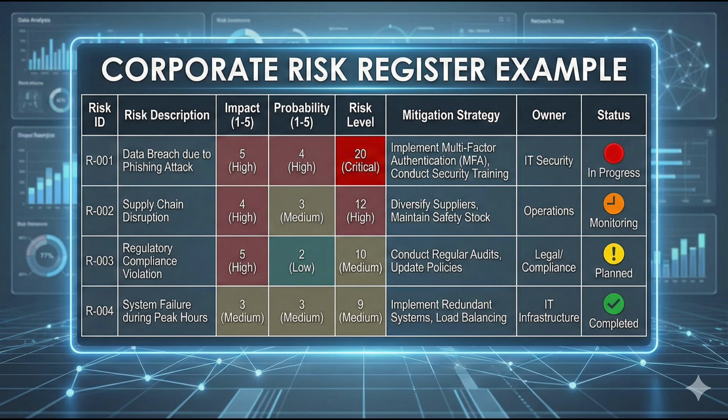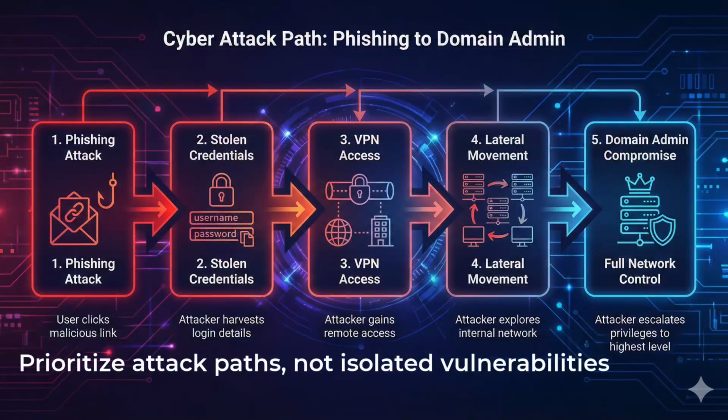Treatment options are classic engineering trade-offs. Mitigate with controls, transfer with contracts or insurance, avoid by changing the design, or accept with explicit sign-off. A practical tip. Prioritize attack paths, not isolated vulnerabilities. For example, phishing to stolen credentials to VPN access to lateral movement to domain admin is an attack path you can break in multiple places.